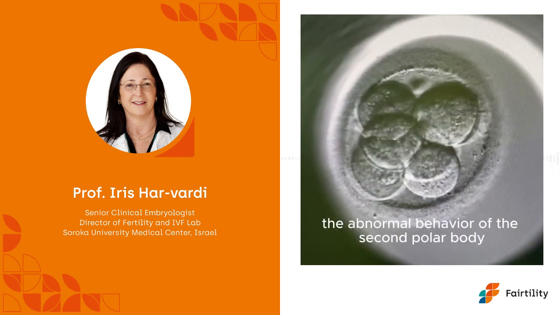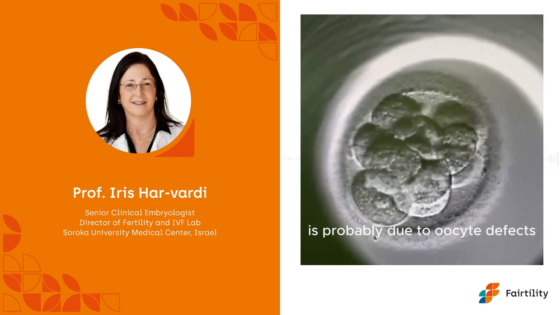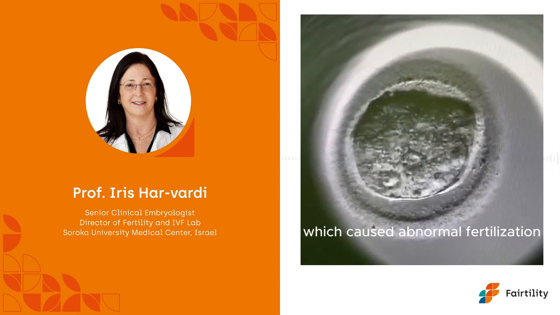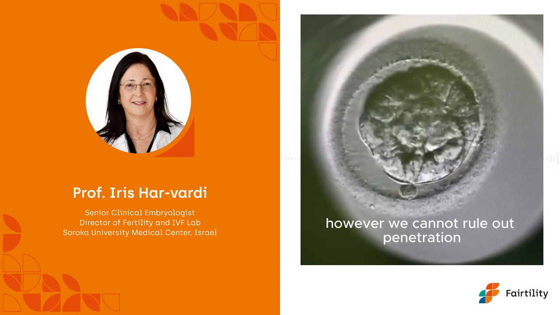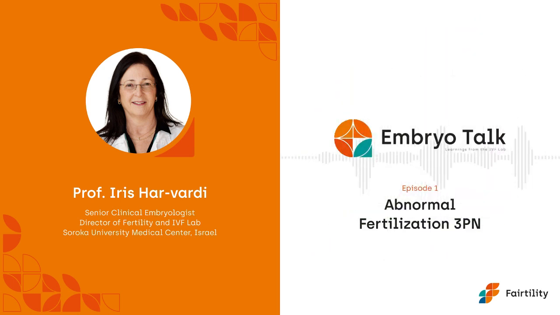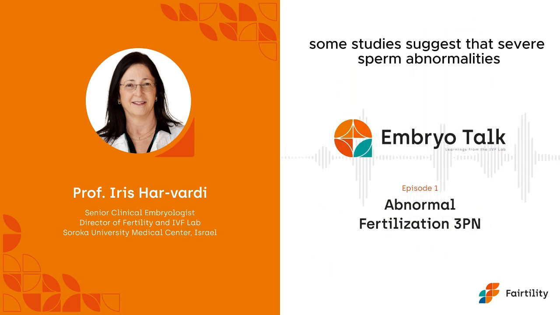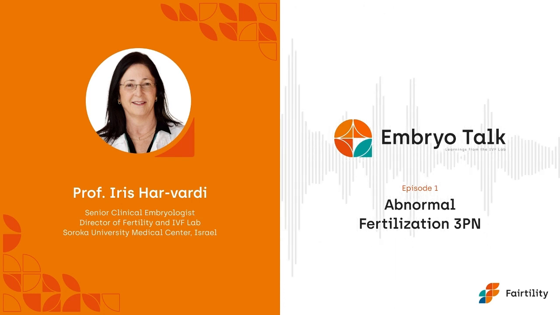In any case, the abnormal behavior of the second polar body is probably due to oocyte defects which caused abnormal fertilization. However, we cannot rule out penetration of an abnormal sperm cell. Some studies suggest that severe sperm abnormalities and oocyte aging can contribute to this process.